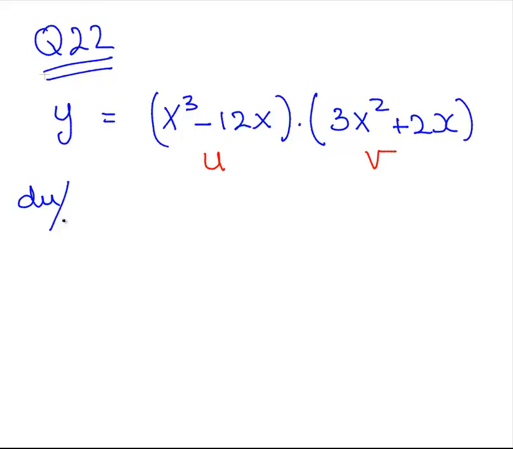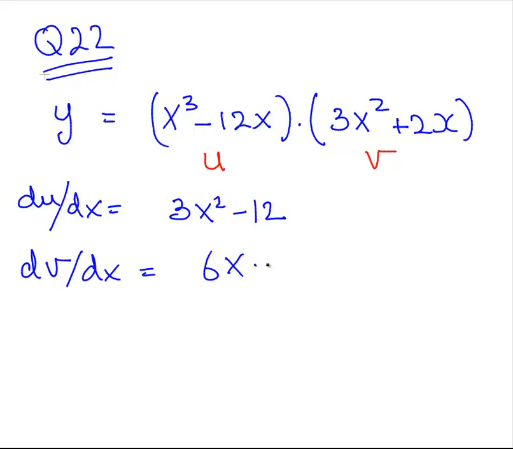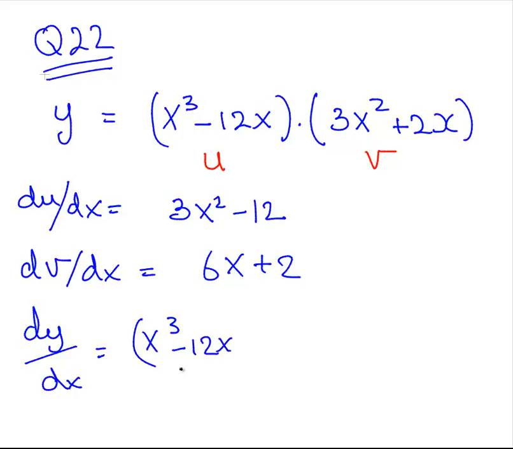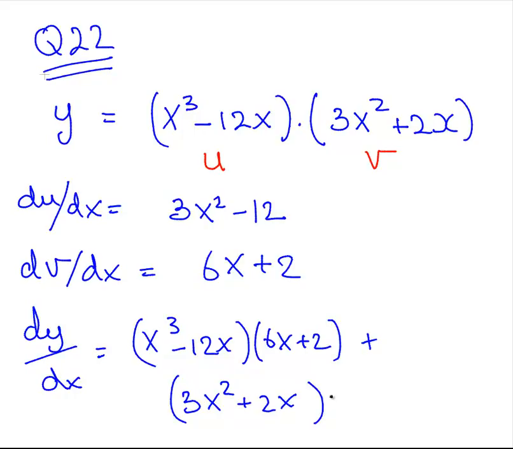du/dx is equal to 3x squared minus 12. dv/dx, this is very weird looking dv/dx, is 6x plus 2. And let's just piece that all together. So dy/dx is u, which is x cubed minus 12x, times dv/dx, which is 6x plus 2, and then the other term, v, which is 3x squared plus 2x, times du/dx, which is 3x squared minus 12.